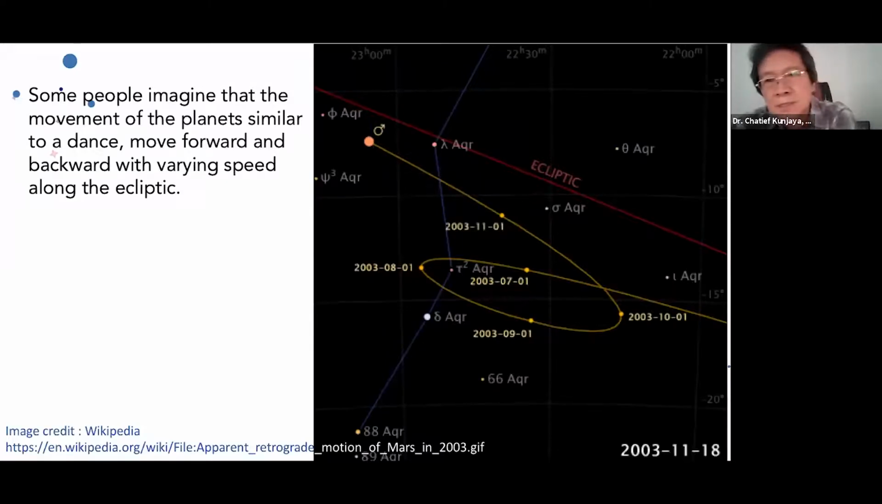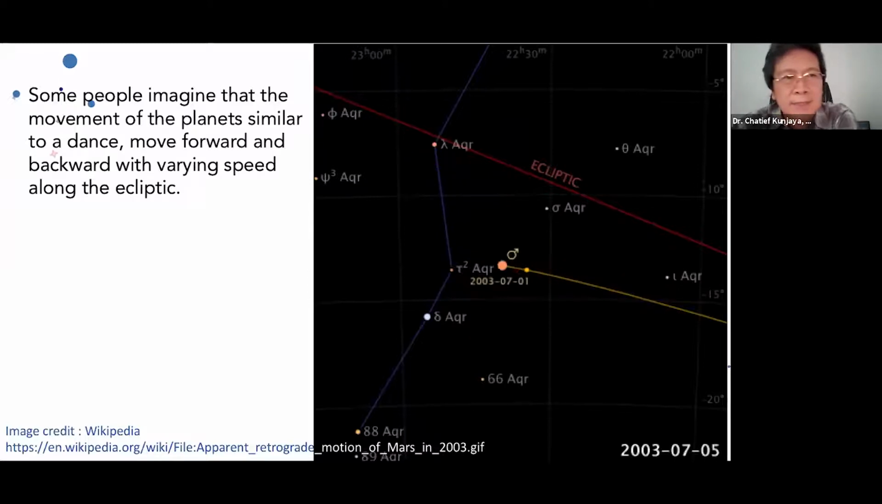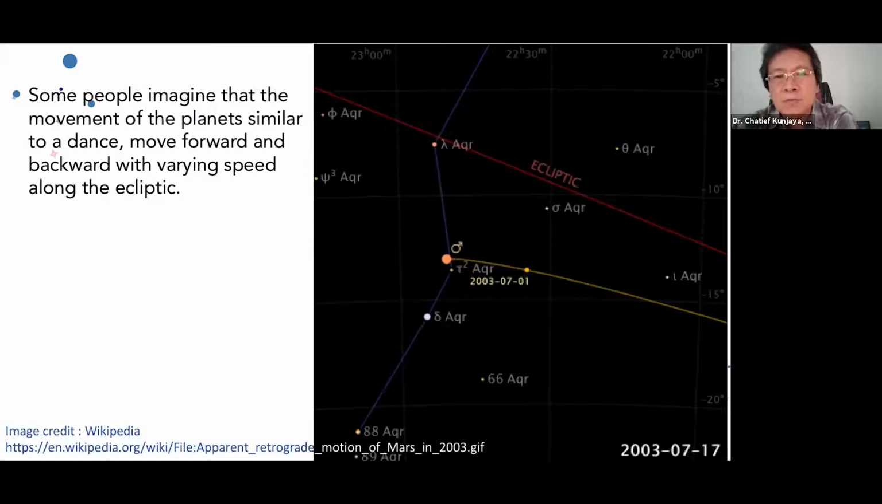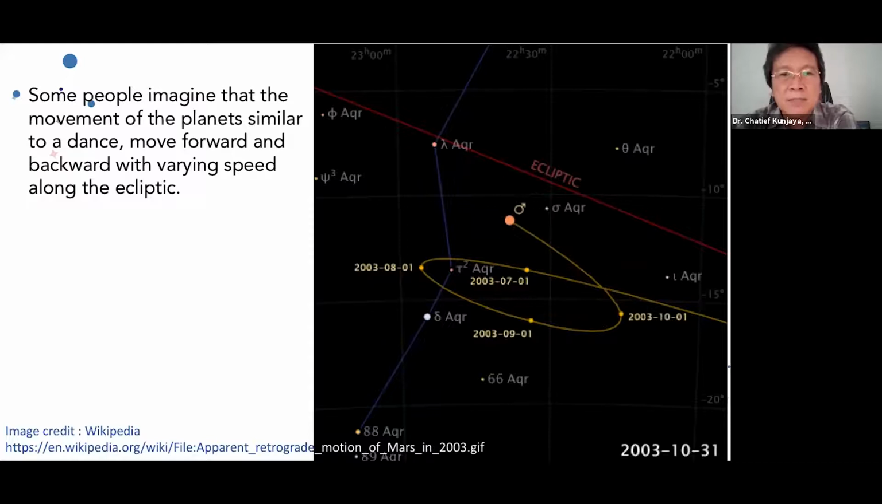Let's see the movement of planets. Some people imagine that the movement of the planets is similar to a dance. Move forward, move backward, and the speed of the movement also varies, sometimes slower, sometimes faster. When we see a planet, they move relative to the stars. If we imagine that the stars are fixed in the sky, then the planets move among the stars.